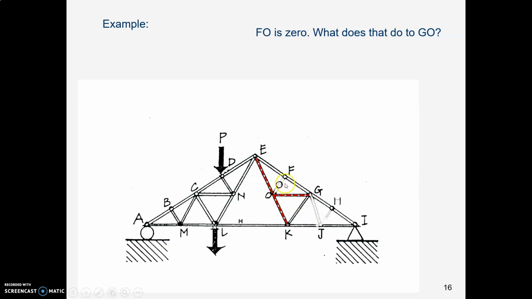All right. If this guy was 0, that leaves only 3 forces in joint O. 2 of them are in a line. The third one is 0. All right. GO is 0.